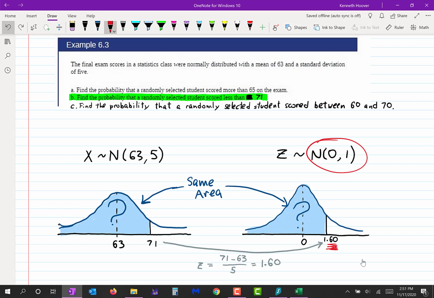Okay, so let's look it up. We'll do it using the table in the back of the book, and then we'll also do it using Excel. You should practice both ways. Okay, so I'm going to have to scroll down so that we have some area. So the picture is going to go away for a minute. So you need to remember what we're doing. We're looking up the z-score of 1.6 in the standard normal distribution. Okay, so let's do that.